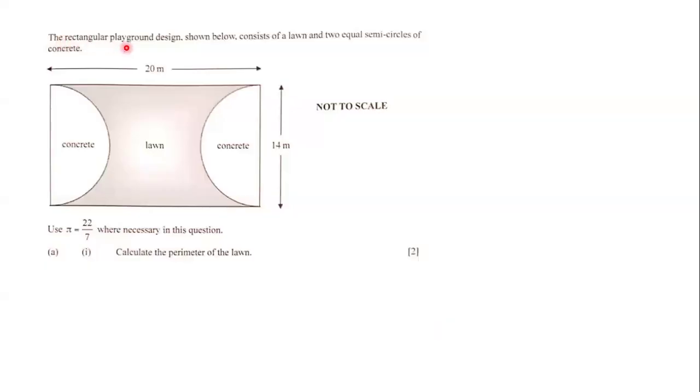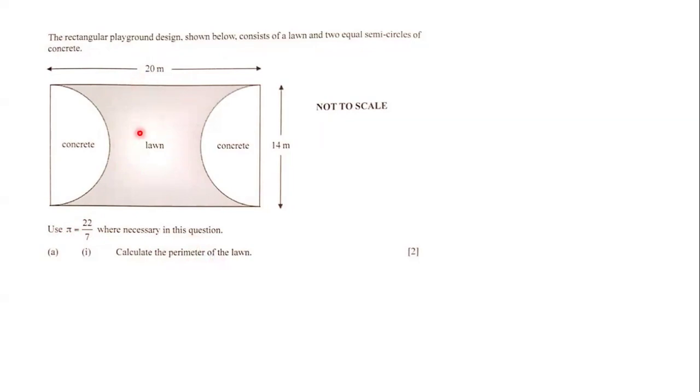The rectangular playground design shown below consists of a lawn and two equal semicircles of concrete. So here's the diagram representing this. Use pi equals 22/7 where necessary in this question. Calculate the perimeter of the lawn.